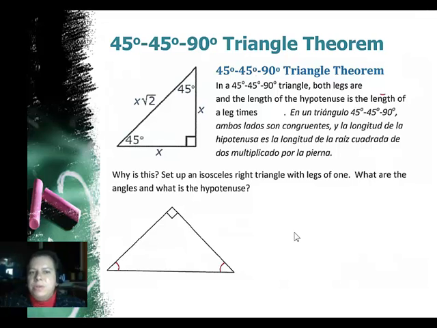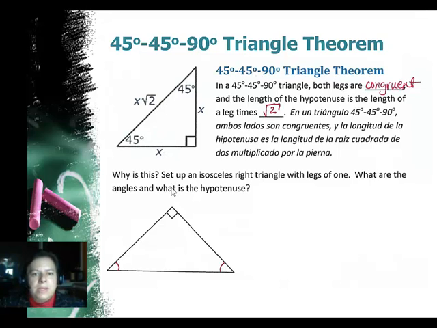Now, you may notice that we have two angles that are congruent. This is actually an isosceles right triangle. And the theorem says that in this triangle, both legs are congruent. And the length of the hypotenuse is the length of the leg times the square root of 2.